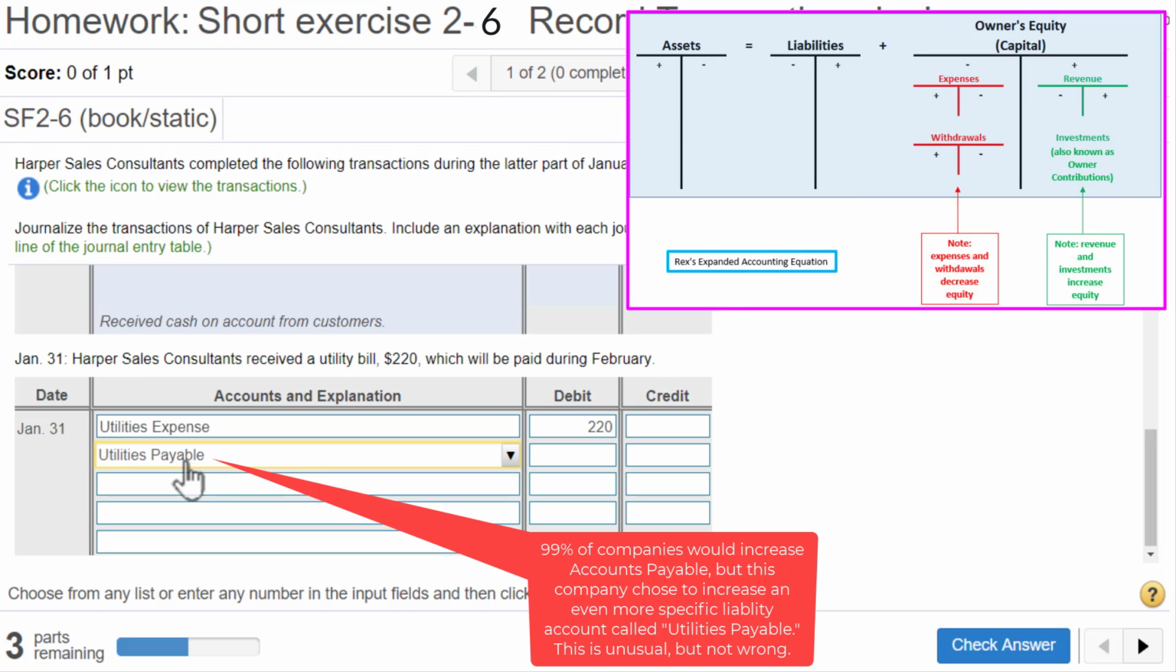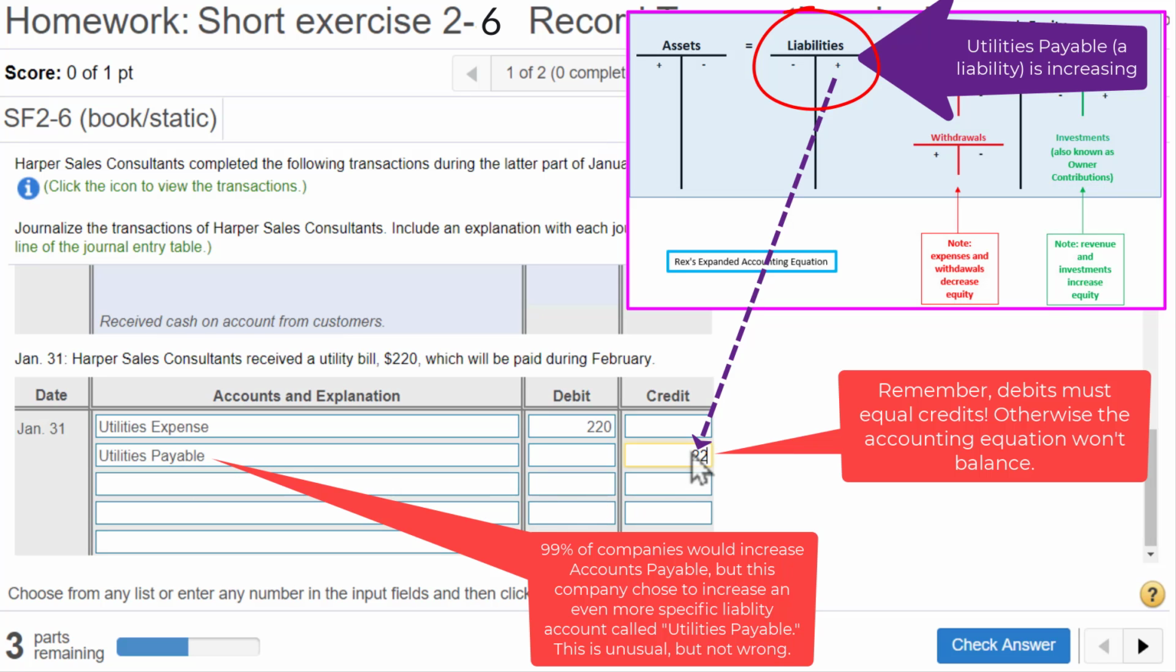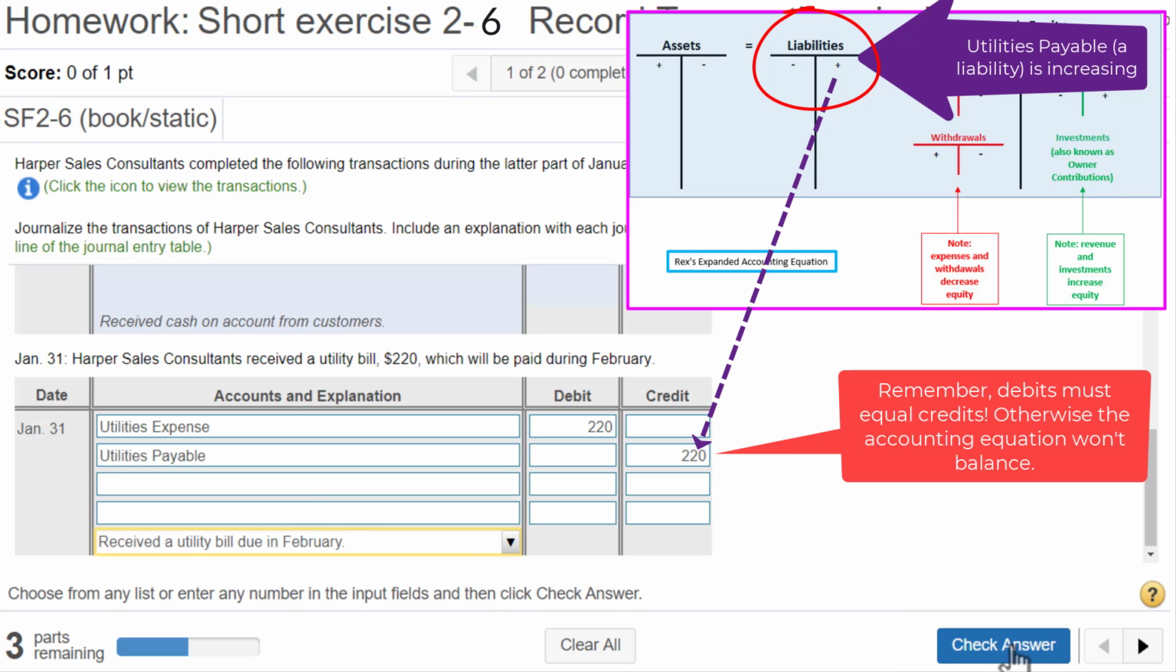So what kind of account is utilities payable? It's a liability. And is this liability increasing or decreasing? It's increasing. And how do liabilities increase? On the credit side. So the explanation: received a utility bill and we'll pay it in February.